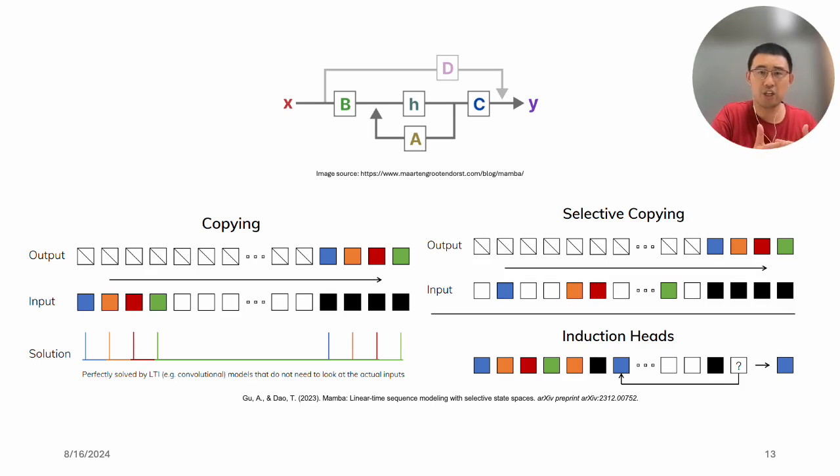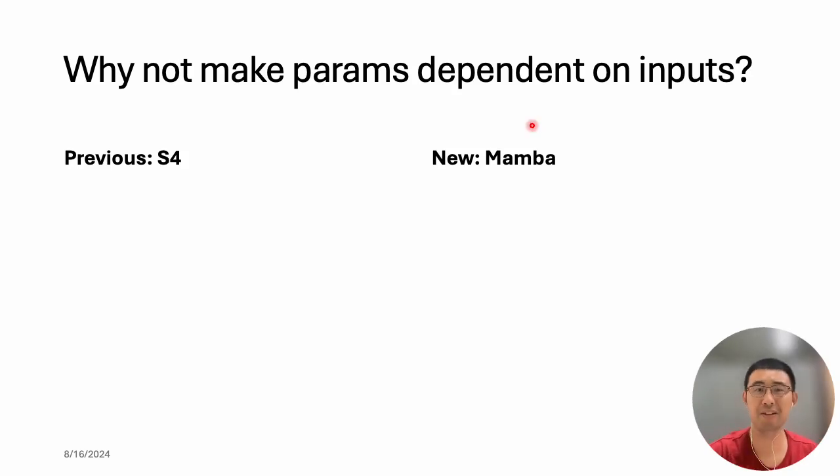Similarly, there's this induction heads task: if you see the black token, can you let me know what's the token right after the black token? That means the model needs to see the black token and know, okay, I need to be alert, and I need to change my behavior to remember the next token right after the black. This is also not possible with the linear time invariant model. So one obvious solution here is, why don't we make those parameters dependent on the inputs? And this is exactly what the authors did.